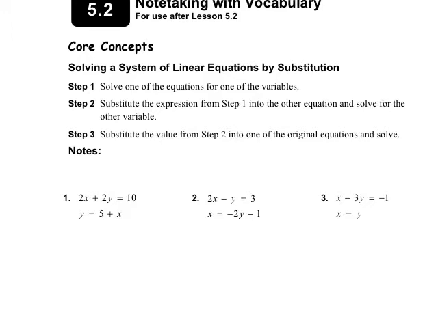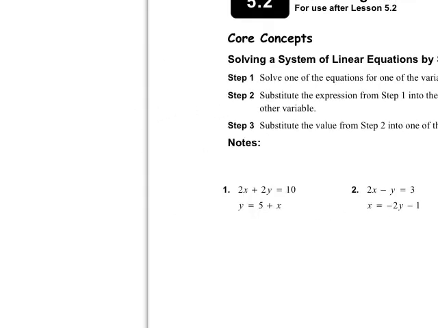So the setup that we are looking for in order to do substitution is either x equals some stuff or y equals some stuff, okay? Because if we have x equals some stuff or y equals some stuff, we can easily substitute. So I want to pull over to the side really quick and show you something that you already know how to do.